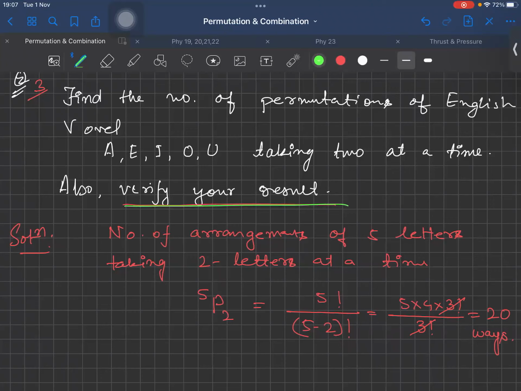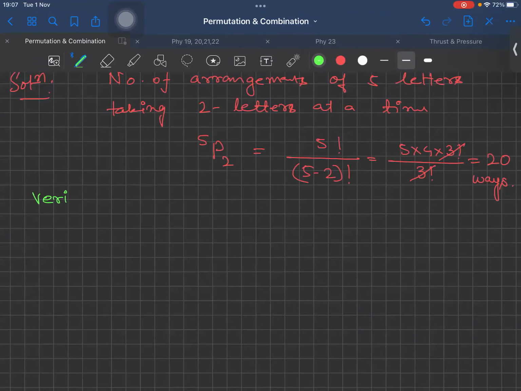Sir, each letter makes 4 other combinations with other letters. Yeah, 5 into 4. Verify your results. So that means you have to take 2 letters at a time, right? So either you have A, E, I, O, U. So either you can write AE, AI, AO. When you are asked to verify, that means you have to write all these. Okay, got it? A, which is left, U.